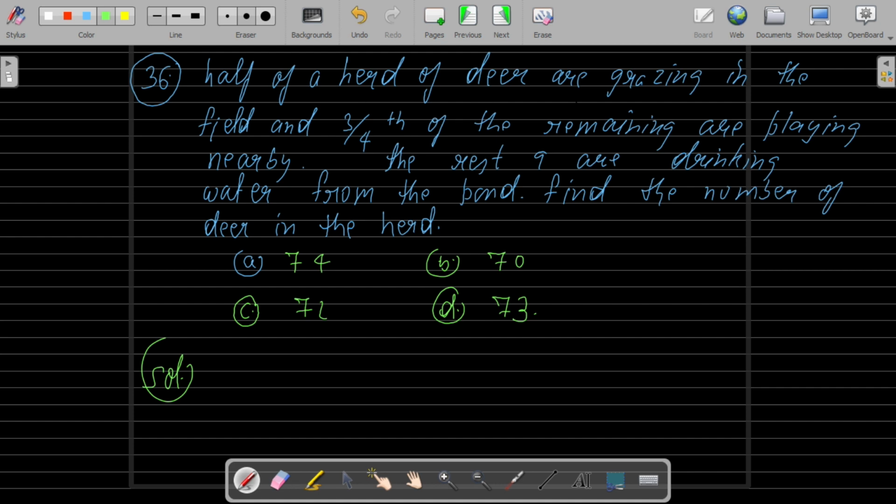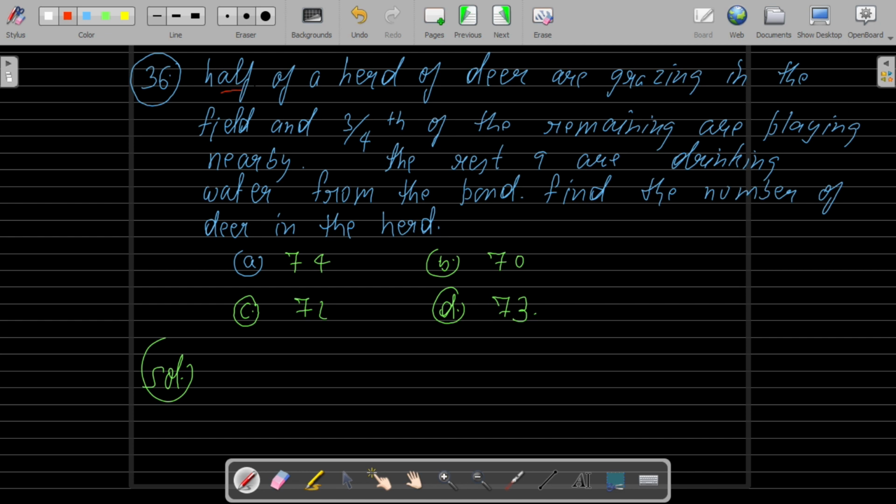Half of a herd of deer are grazing in the field and 3/4 of the remaining are playing nearby. The rest 9 are drinking water from the pond. Find the number of deer in the herd. So let me just highlight the given data.